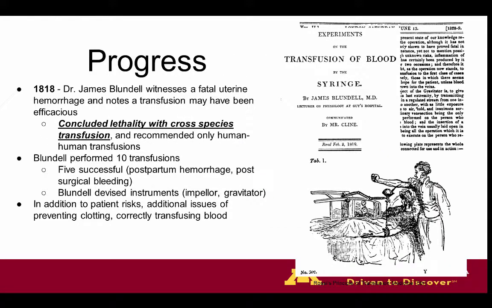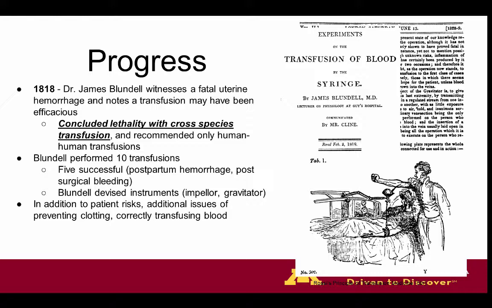However, probably less than 2 centuries later, in 1818, Dr. Blundell witnessed some fatalities during delivery of babies and noted that these fatal uterine hemorrhages could have been treated with transfusion potentially. He was essentially the first person to conclude that transfusion should only occur between humans rather than goat or lamb to humans. And he subsequently performed 10 transfusions.